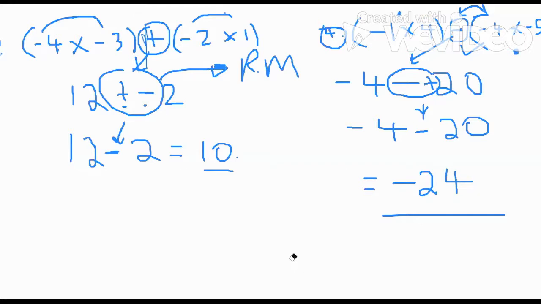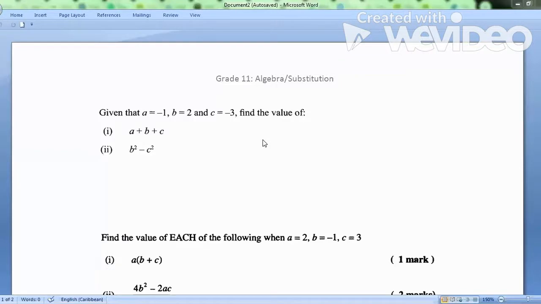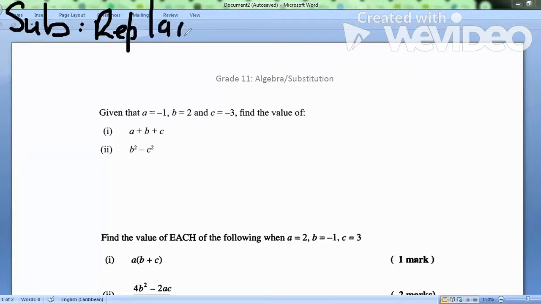Can I move from the screen here? Yes. All right. So we're going to look at what we call substitution. So heading up for me: Substitution, algebra. And I want you guys to take off this question here. Now, substitution has a basic definition. Substitution is when we replace letters with numbers.